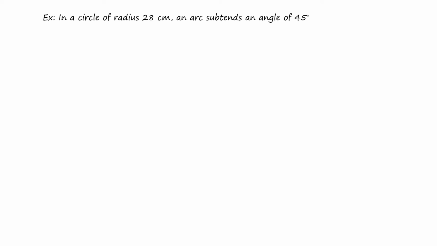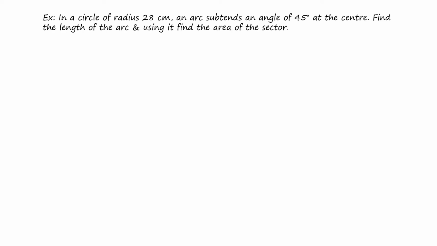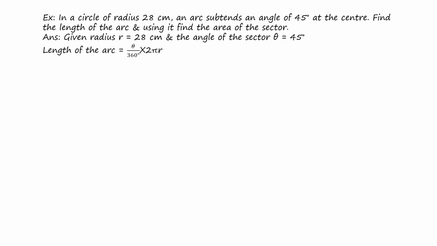In a circle of radius 28 centimeter, an arc subtends an angle 45 degree at the center. Find the length of the arc and using it find the area of the sector. Given that radius r equals 28 centimeter and angle of the sector theta equals 45 degree. Now length of the arc is theta by 360 degree into 2 pi r, or we can say it is 45 degree by 360 degree into 2 into 22 by 7 into 28, which is 22 centimeter.